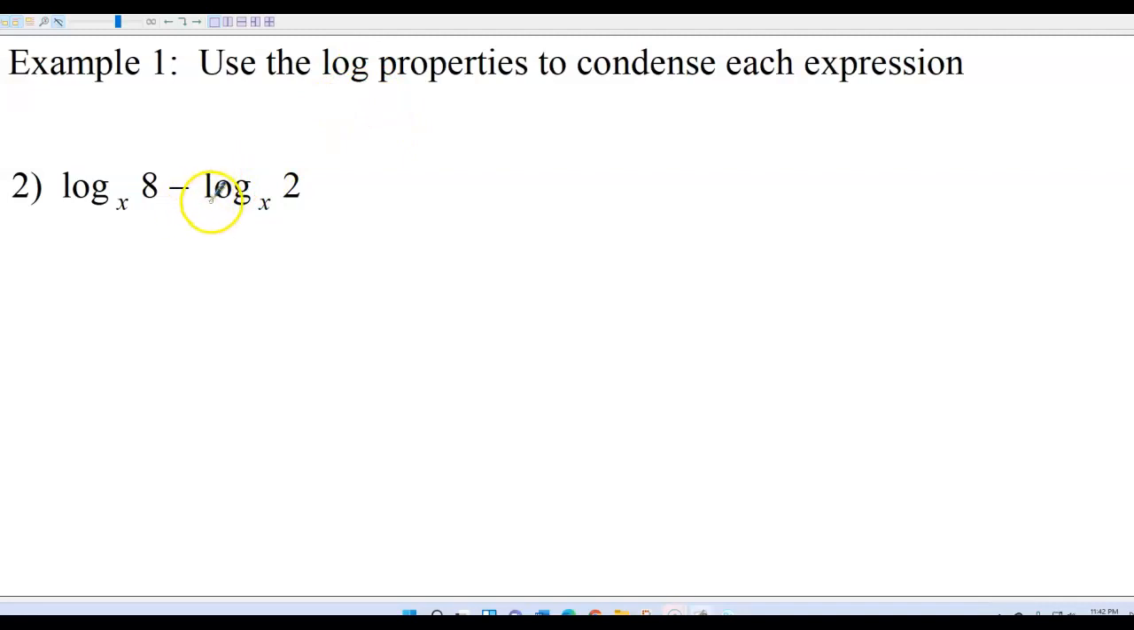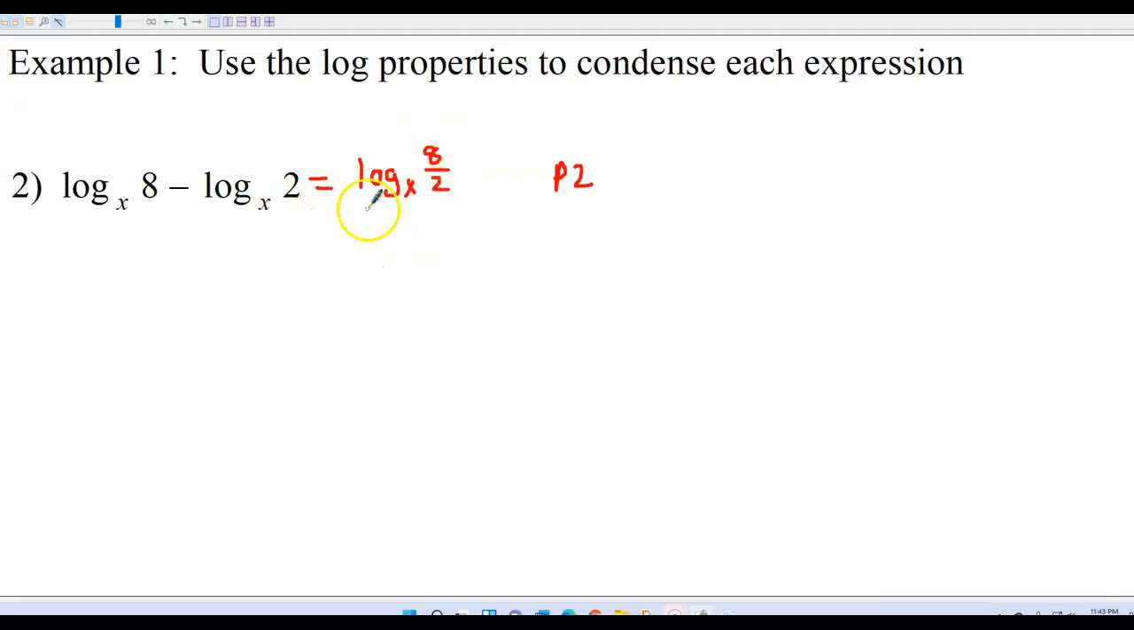This one has subtraction in it. So look at your properties that we were doing earlier. You can see that property 2 is the one that has subtraction in it. And in that property, if you have two logs being subtracted, you could rewrite them as one logarithm, where the argument of the first one is being divided by the argument of the second one.